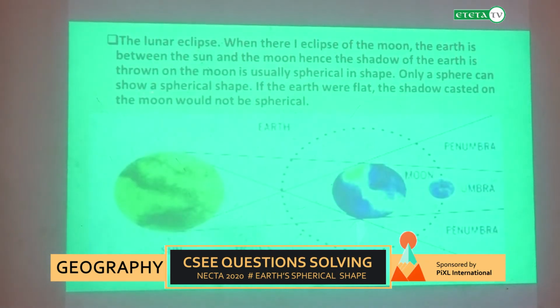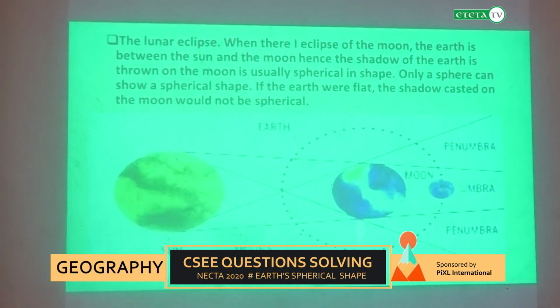Another one is the lunar eclipse. Class, here we have two types of eclipse: the solar eclipse and the lunar eclipse. But the lunar eclipse is the one which is used to prove that the Earth is spherical in shape.